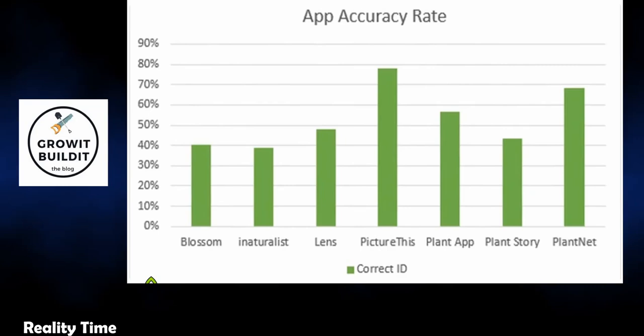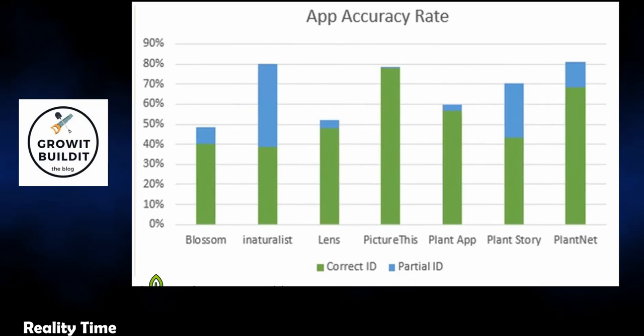The rating was done very similarly. A correct answer is the correct species name. A partially correct answer is one where the genus is correct, or if there was a list of options given, at least one of them was the right species. An incorrect answer is everything else. The two apps with the most correct results were Picture This, with 78% correct, and PlantNet with 68% correct.